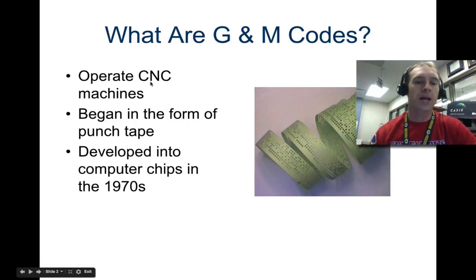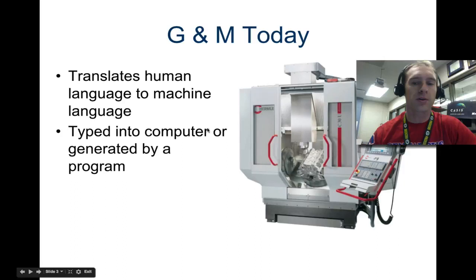First of all, G and M codes operate CNC machines. That basic idea is something that you should know, so make sure that you do that. They began in the form of a punch tape. Less significant. You can see this would be really time consuming to punch all these through and have it run computers. Now it runs based off numbers and letters, and then the code computer interprets that.